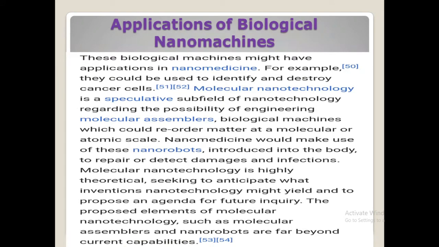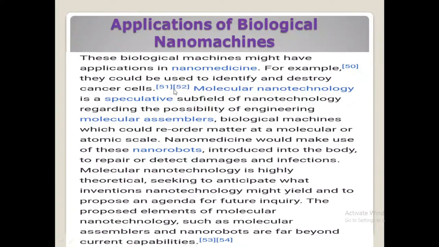So far we have seen some examples of biological nanomachines. Now we are going to see the applications of these biological nanomachines, the places where they are applied. These biological nanomachines might have applications in nanomedicine. In nanomedicine they have a very important role, delivering a drug to a target cell, a diseased cell. In nanomedicine, these biological machines are highly useful.